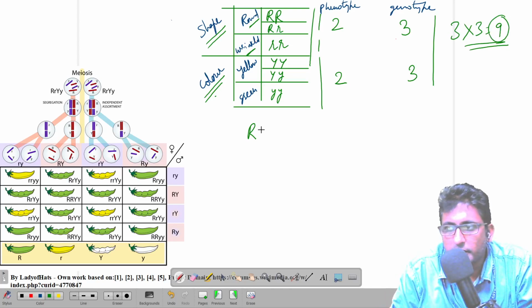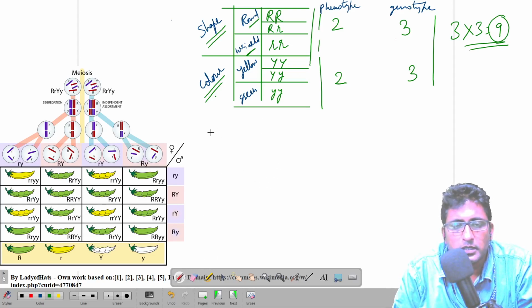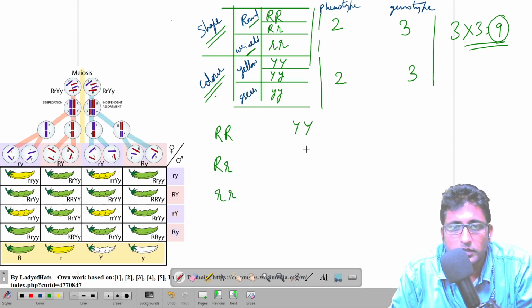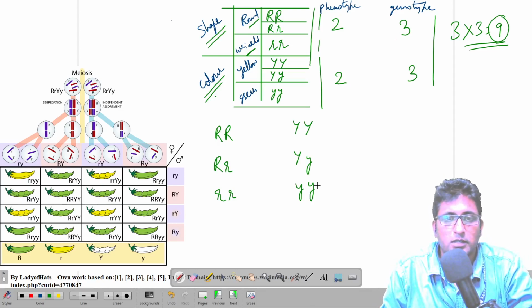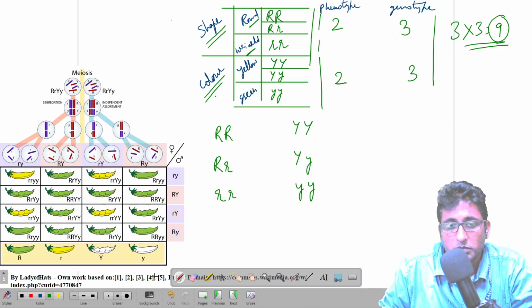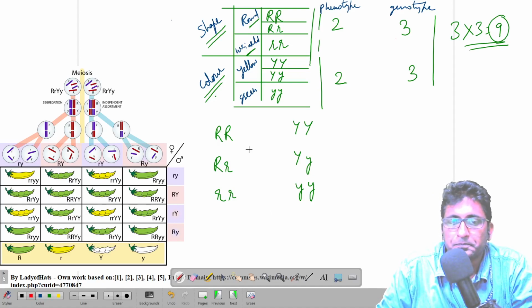Let's write it up a little bit so that it will be clearer, and it will help us understand things better later. RR, capital R small r, small r small r. I'm going to write the opposite, that is on the other side, the combination for the other one. This is when progeny is forming in the F1 generation or F2 generation. If we are taking heterozygous parents, then what are the possibilities? That is what we are trying to look at.